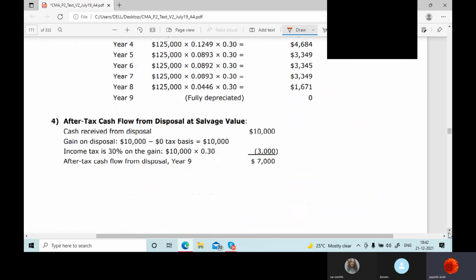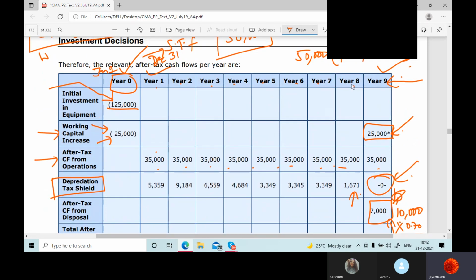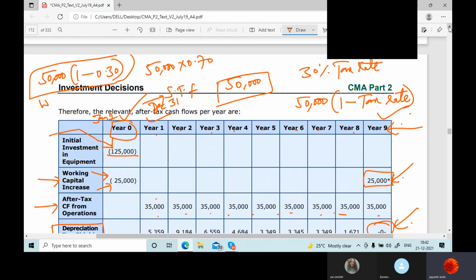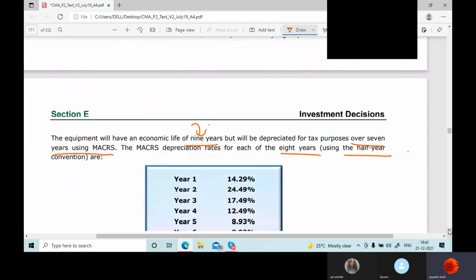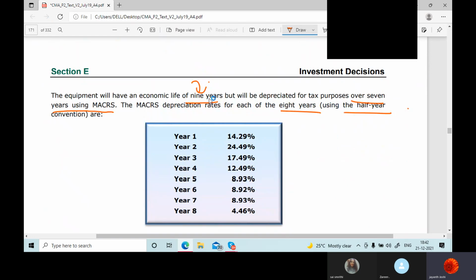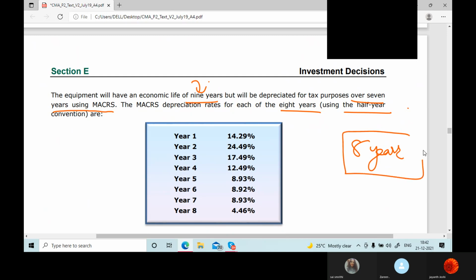So we can see from here the asset would be depreciating from the year end, that is first year's end. So 1, 2, 3, 4, 5, 6, 7, 8. So here we have 8 years. But what information have they given to you? They have given the information that the equipment will have an economic life of 9 years but will be depreciated for tax purposes over 7 years. So 7 years spread out in how many years? 8 years. Why? Because we are using what method?